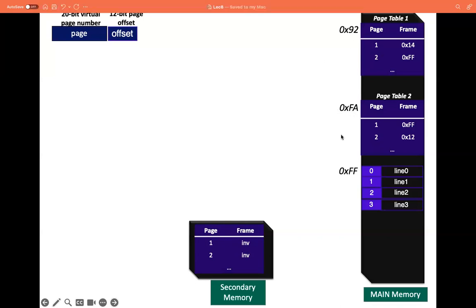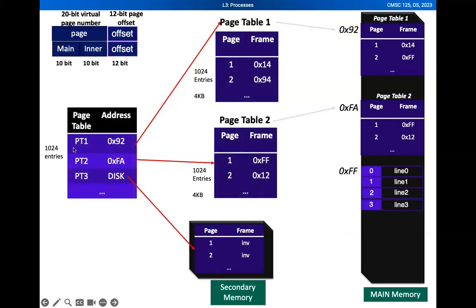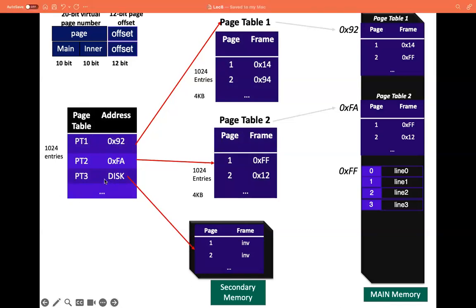Since these are in the main memory, of course, they will have addresses. So how can we access these page tables? What we need is to have one outer table that will be like a tracker or a pager of our page tables.